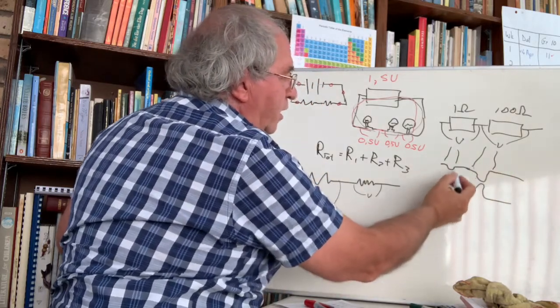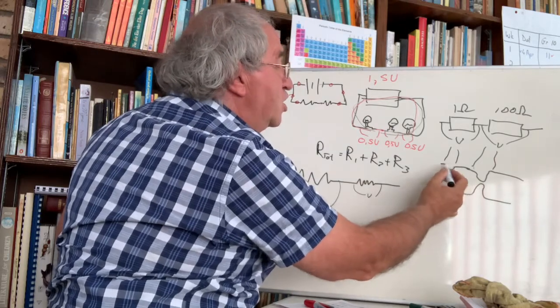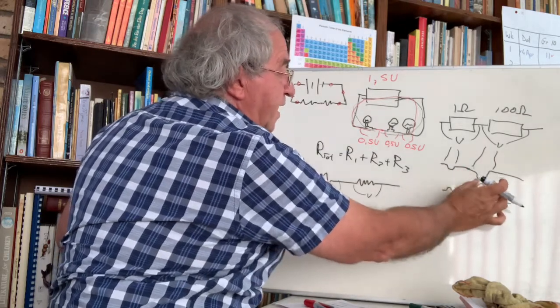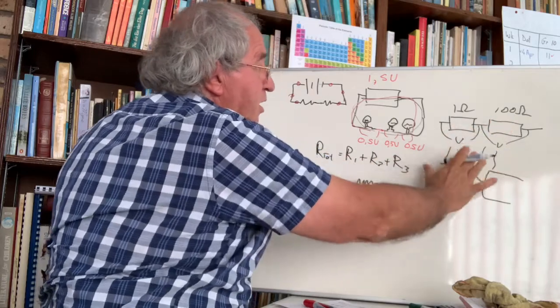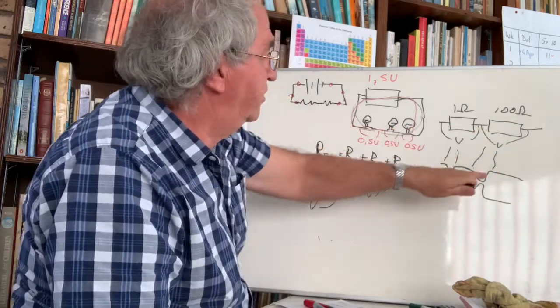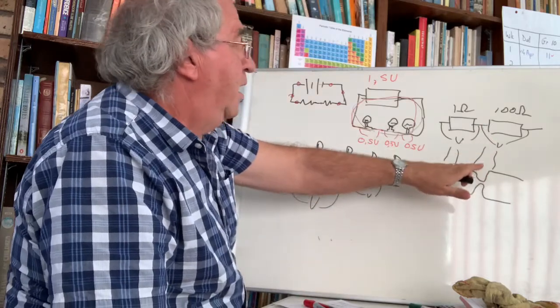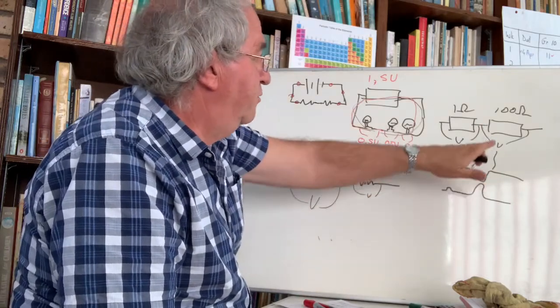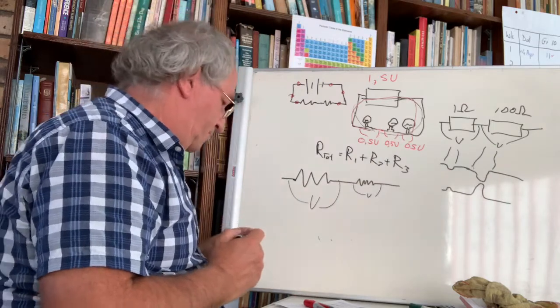This is a small resistance, so the pressure over it will be small. That is a big resistor, the pressure over it will be much bigger. Die meeste spanning is oor die grootste weerstand. The most potential difference will be over the highest resistor.